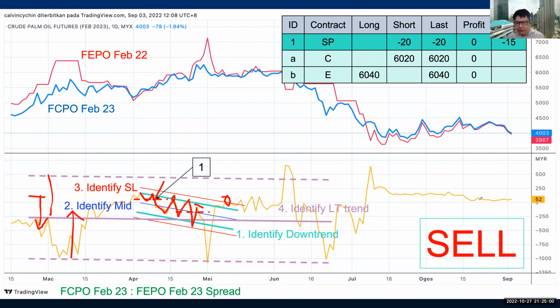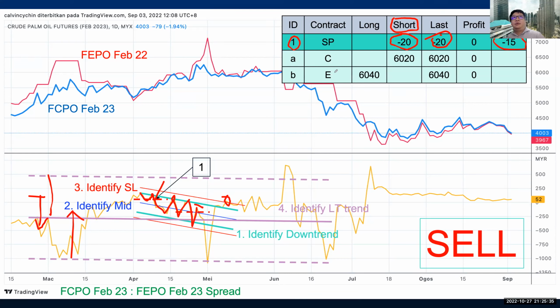So we use a numerical example to talk about this setup, how to operate. We buy an intercommodity spread. This time is not buy, this time is short. This one is short, going downtrend. So for example, I short 20. My stop loss is 15, a 5-point stop loss.